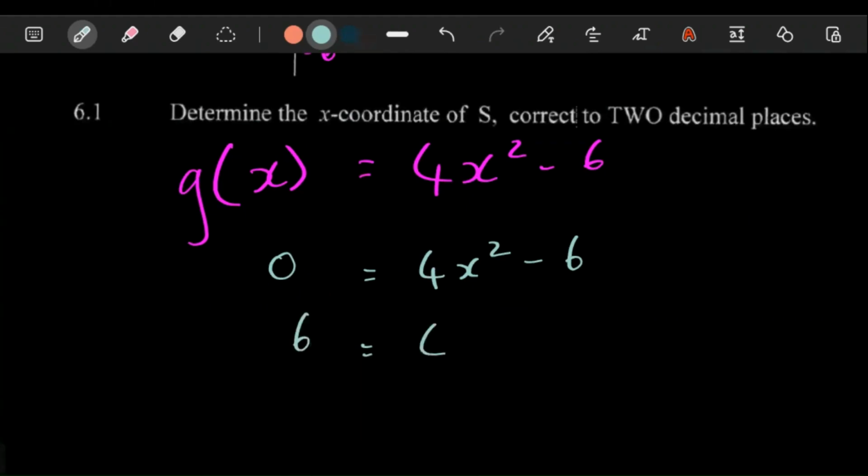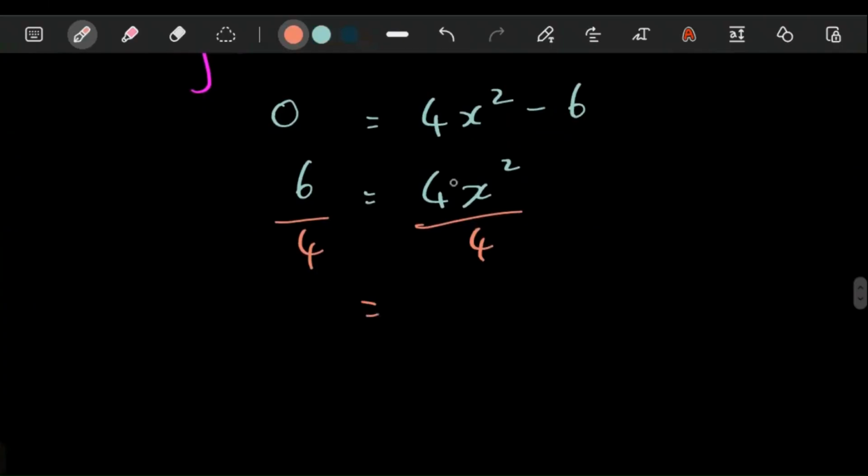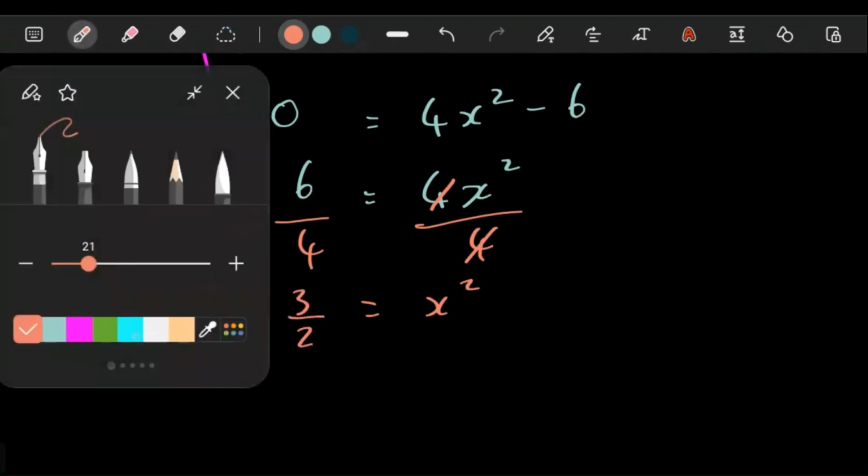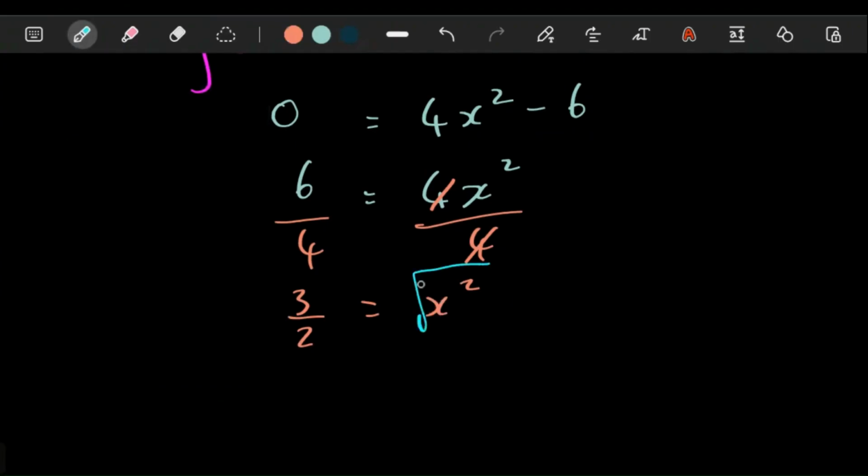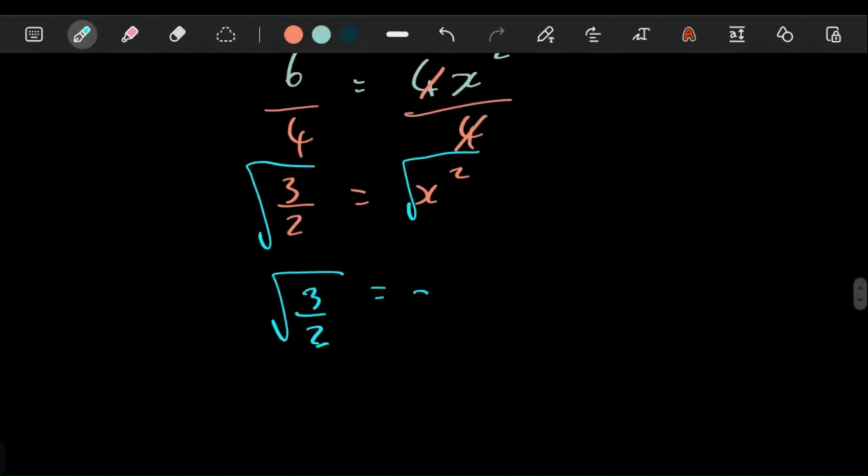Let's take the 6 over to the other side and divide both sides by 4. And then here you're going to have x squared equals, in your calculator, this will give you 3 over 2. And then when you put a square root on both sides, this will still just come out as the square root of 3 over 2. But then they said you should give your answer correct to 2 decimal places. So if you're going to do that, this is what the calculator gives us.